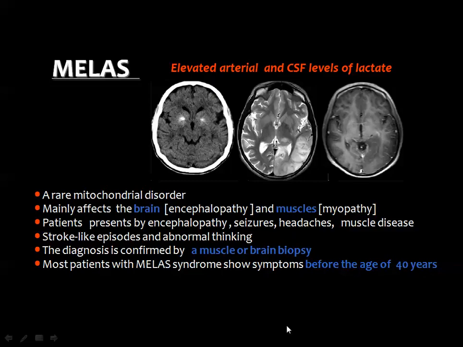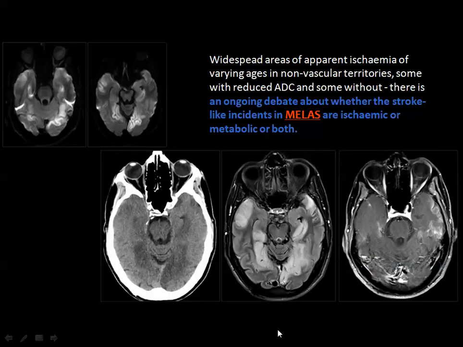Then we have three findings. The one in the imaging, which is ischemic lesions before the age of 40 years. One in the lab, which is elevated arterial and CSF levels of lactate, and also to confirm by the biopsy of the muscle or the brain tissue. Then, as I have mentioned, there is an ongoing debate about whether the stroke-like incidents in MELAS syndrome are ischemic or metabolic or even both.